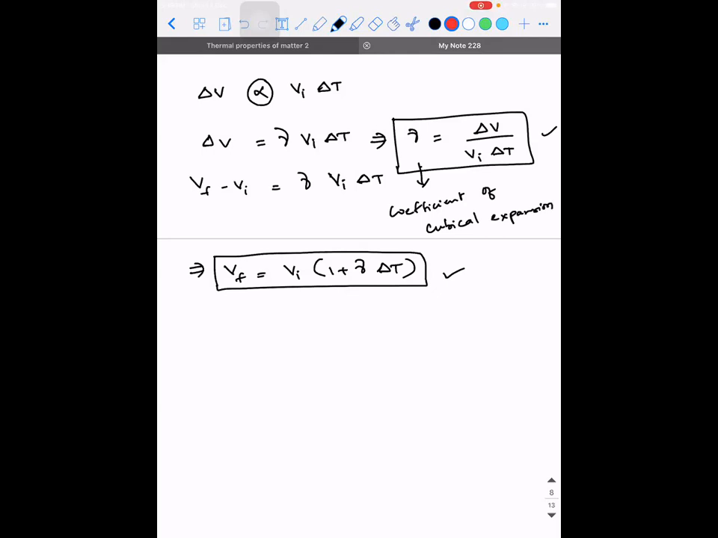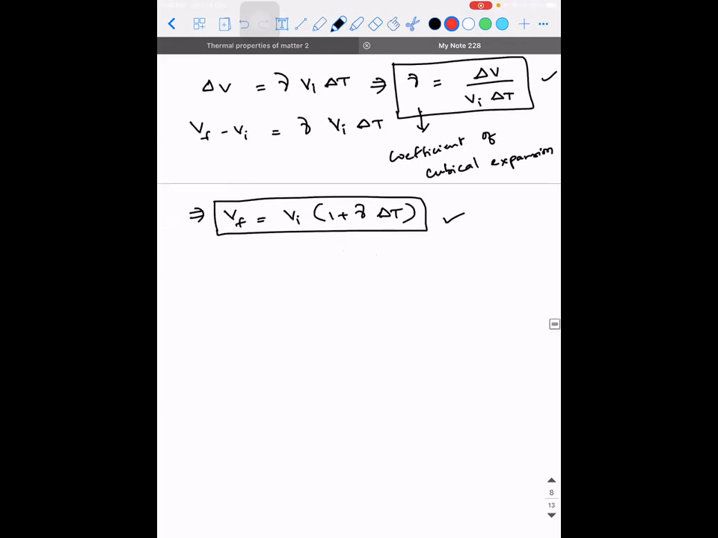If they ask a question about the coefficient of cubical expansion, we will be using this. Sometimes in the question, they'll give you the cubical expansion coefficient and ask you what the final volume is. That time we can use this formula. What I'm trying to say is both are the same, just different ways of writing the expression.